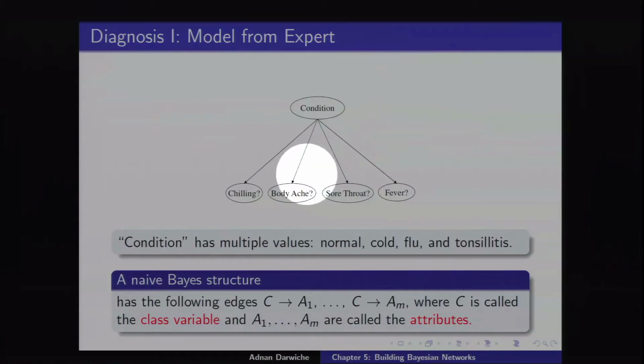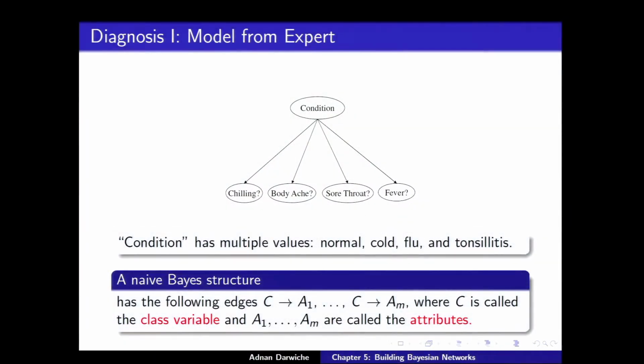This is also quite common, and it's known as a naive Bayes structure. This is known as the class variable, and these are known as the attributes. It comes out a lot.